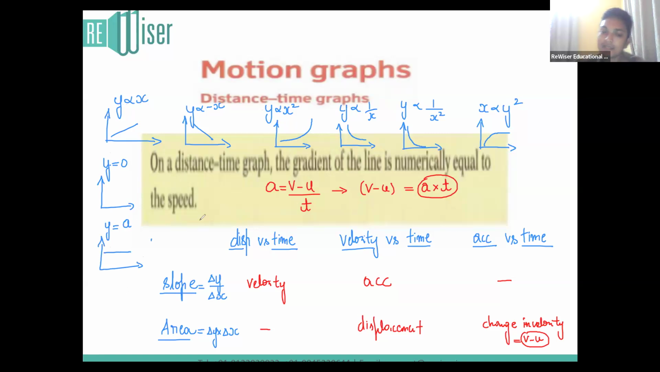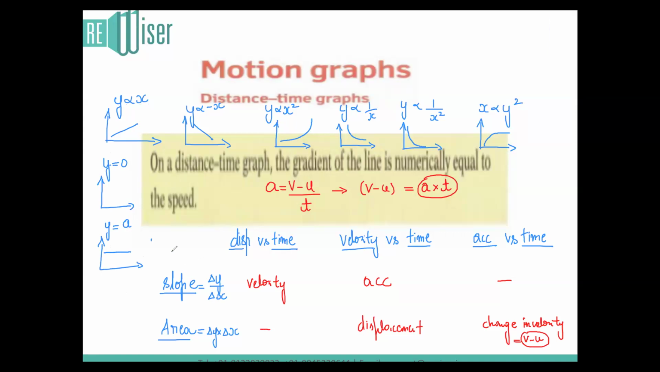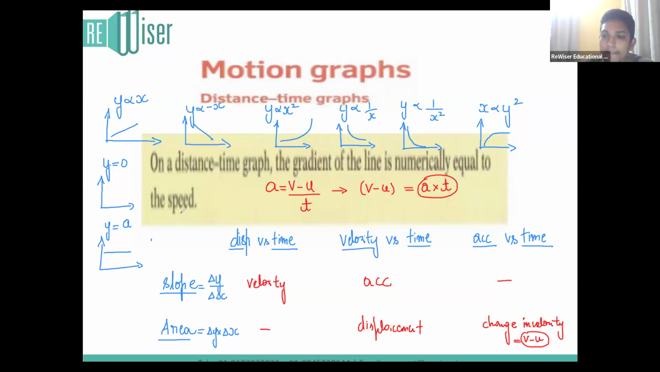So now tell me, in a displacement versus time graph, when a body is at rest, how does the graph look? Y equals 0. If a body is traveling with constant velocity, Y is proportional to x. If a body is traveling with increasing velocity or constant acceleration, Y is proportional to x square.